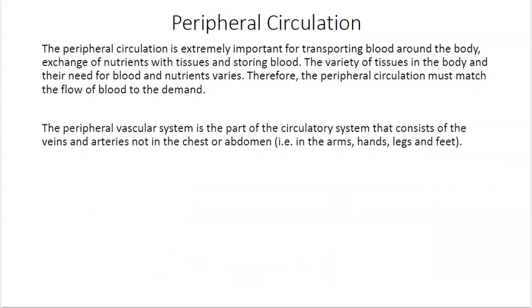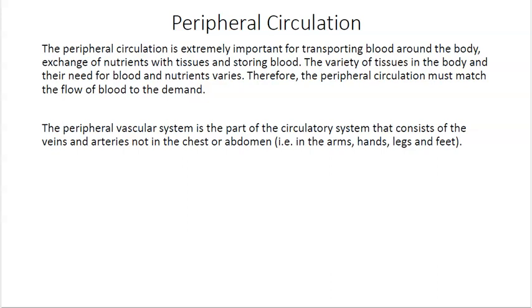Peripheral circulation is extremely important for transporting blood around the body, exchange of nutrients with tissues, and storing blood. The variety of tissues in the body and their need for blood and nutrients varies. Therefore, the peripheral circulation must match the flow of blood to the demand. Basically, what that means is, if you're running, your legs are going to need more oxygen, right? And so it's going to change the flow of blood so it sends less to your hands and more to your legs.